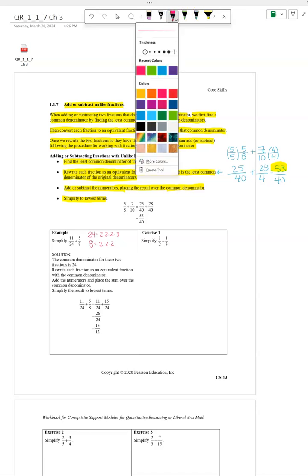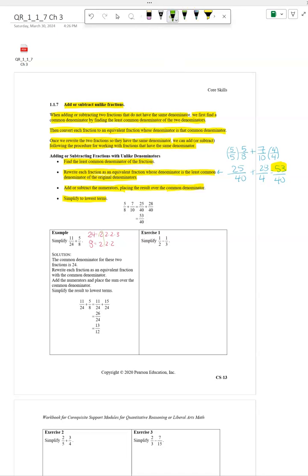Oops, wrong pen. Sorry. So we have these 3 that line up, so we only write them once. So 2 times 2 times 2 times 3, well, that gives us 24. So that's our common denominator.